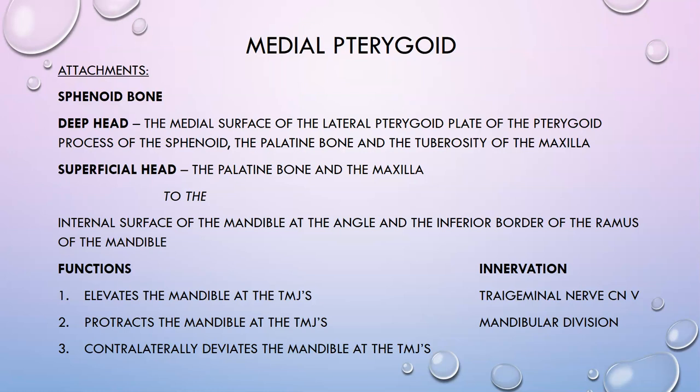Different fibers. When it works alone, so when the right one works alone or the left one works alone, they are contralateral deviators. So the right medial pterygoid contracts and the jaw deviates to the left. The left medial pterygoid contracts and the jaw deviates to the right. The innervation here is again the trigeminal nerve, cranial nerve 5, and it is the mandibular division.